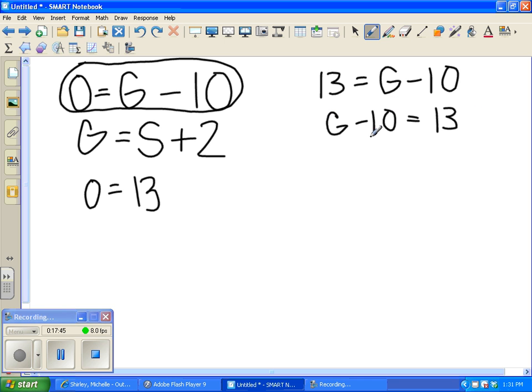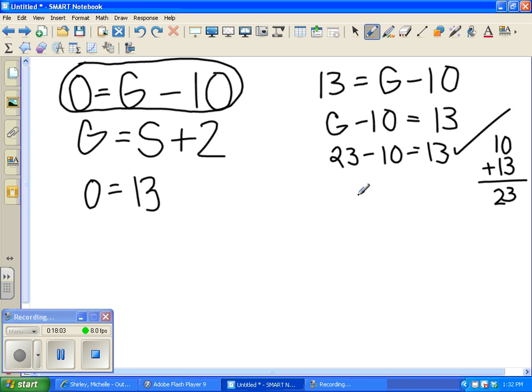And this looks like problems that we've dealt with before, okay? And what you do, you take both of these values, you take 10 and 13 and add them together, and we get 23. Okay, let's see if that makes sense. Would it make sense? Let's see, 23 minus 10 is 13. We're seeing if that's reasonable. Yes, it is. So I know that G equals 23. That's how old Jihan is.